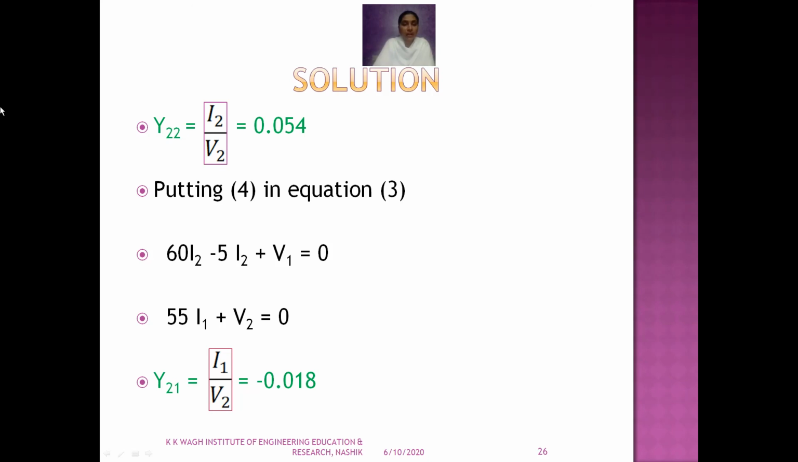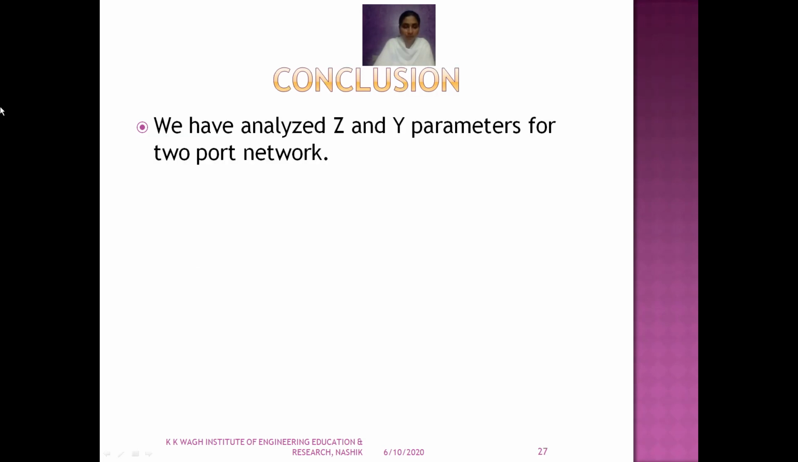Again we are putting 4 in equation 3. Now we are eliminating I1 and only keeping the terms of I2. So what are we obtaining now? We are getting Y21 equal to I1 upon V2. What is the value we are getting in this case? It is minus 0.018. So now we have obtained Y22 and also the value of Y21.